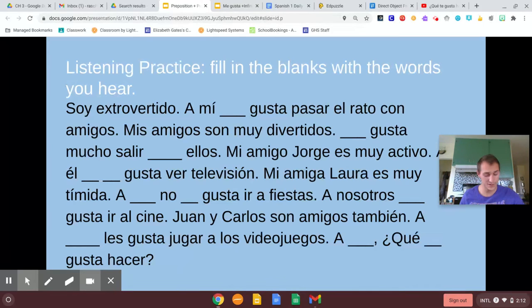I think I messed up the first time I read it. The part where it says no le gusta ver televisión, it should say a él no le gusta ver televisión. Okay? A él no le gusta ver televisión. I may have messed up the first time around.